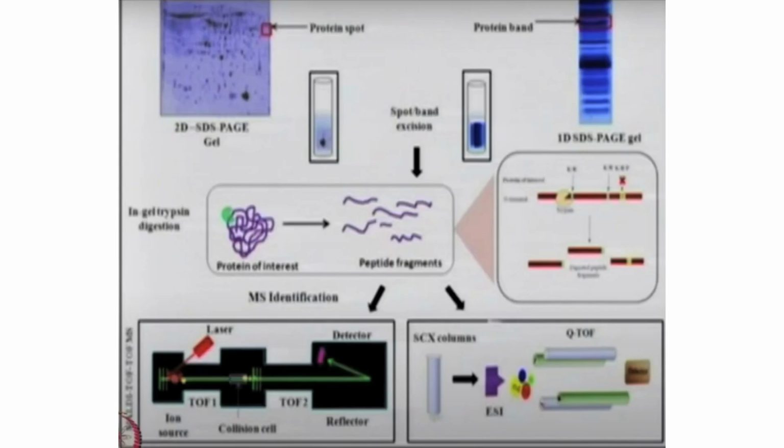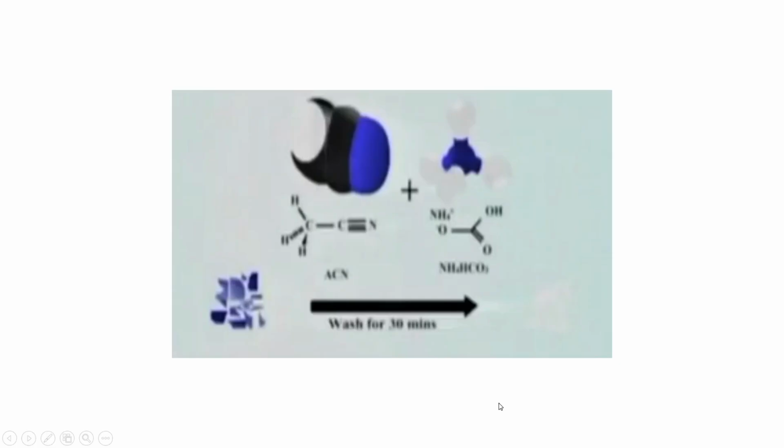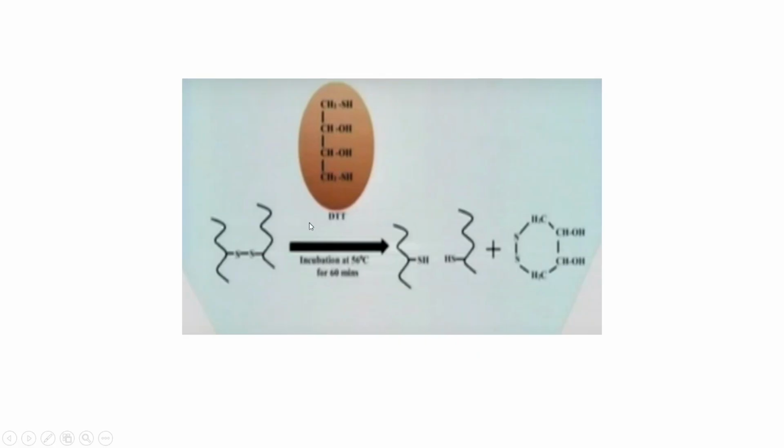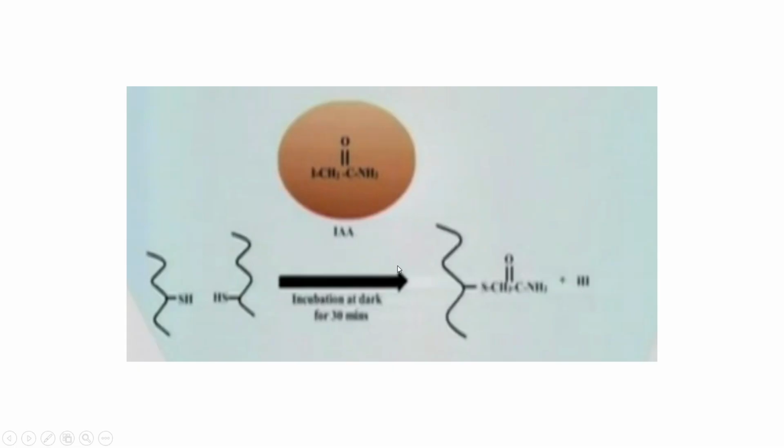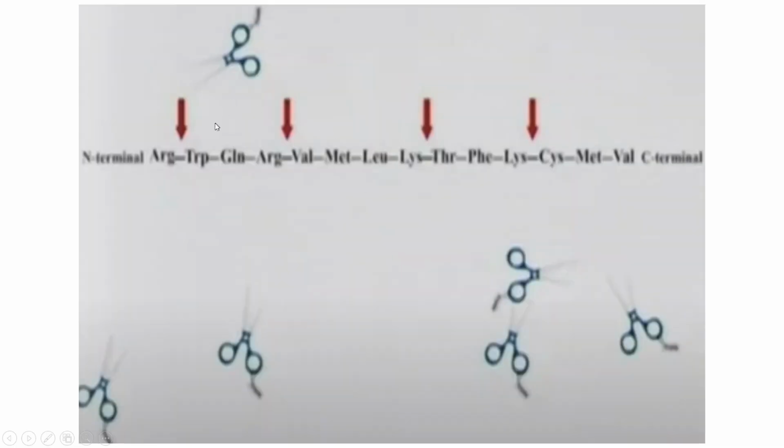This is a continuation of the same thing. You'll take the protein, do in-gel digestion, like in-gel trypsin digestion, and you'll do the mass spec. This is just the visualization of the same thing. You'll use acetonitrile, ammonium bicarbonate, etc. for de-staining it. Then you will add DTT, reduce it, and alkylate it using iodoacetamide. Then you'll do trypsin digestion. Everything is visualization again. Then this is how the fragments will be formed.